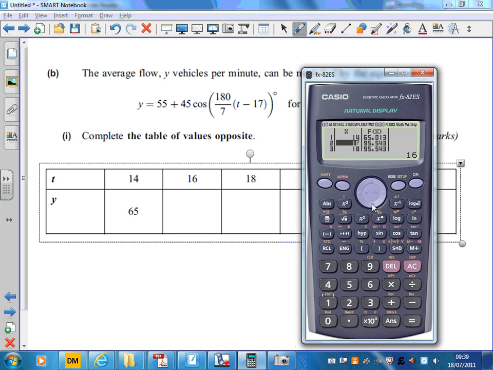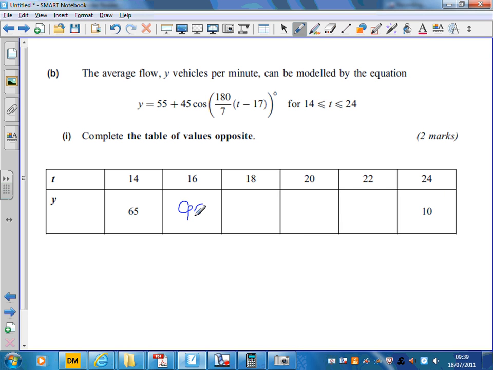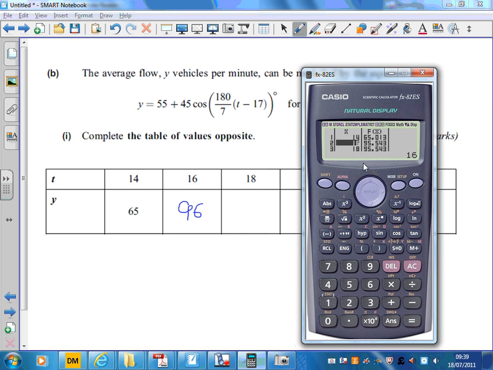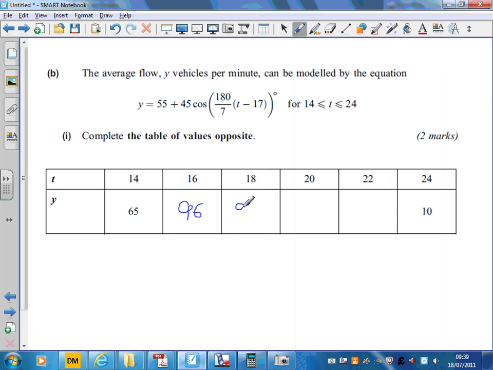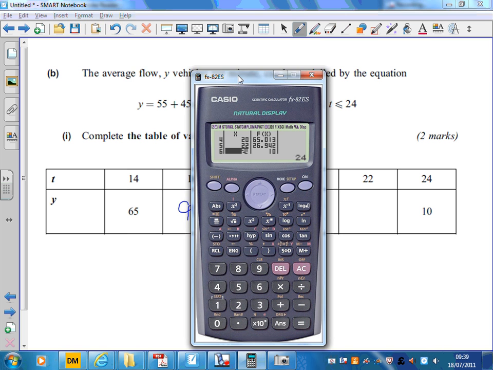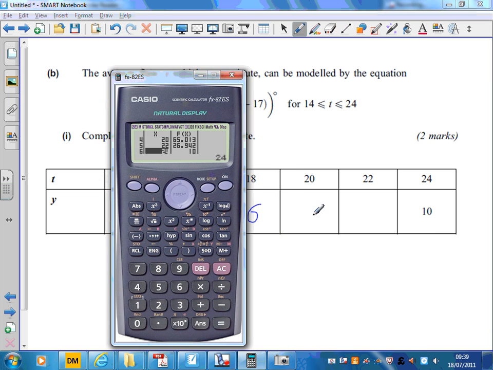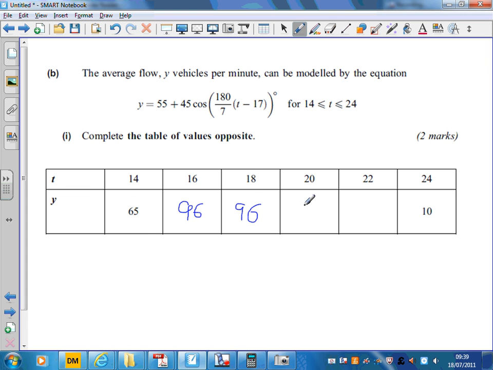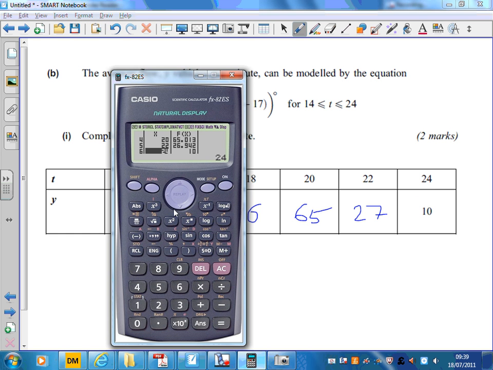So it looks like 16 here is 95. It's 95.5, so I'll round that to 96. Okay, 18, it's the same again, 96. And then go down to 20 and 22. So 20, 65, and 22, 27. And just double check that 24 is correct. 24, 10. Okay, so that's all good.